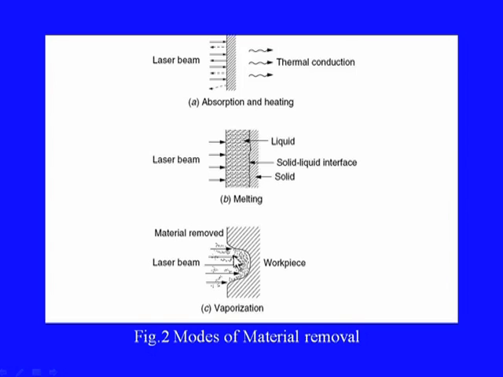On continued application of the laser beam, some of the molten material, as we have seen here, will get evaporated and come out from this surface, causing a dent here, or we can say the material is getting machined in terms of machining terminology. In this way, with continued application of the laser beam, this material removal will keep on taking place, and we will finally get an effective hole onto the workpiece. And this is because of the vaporization of the material.